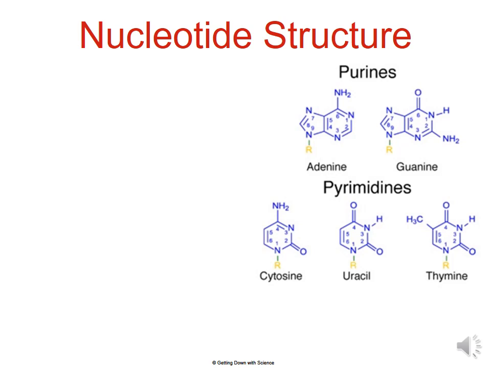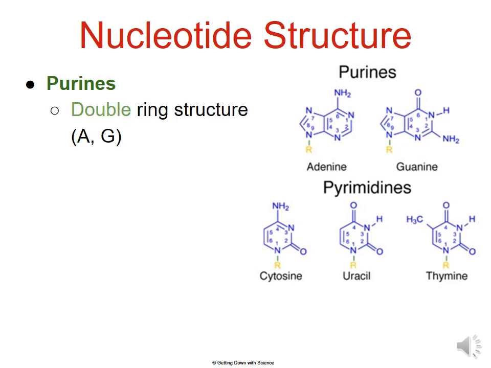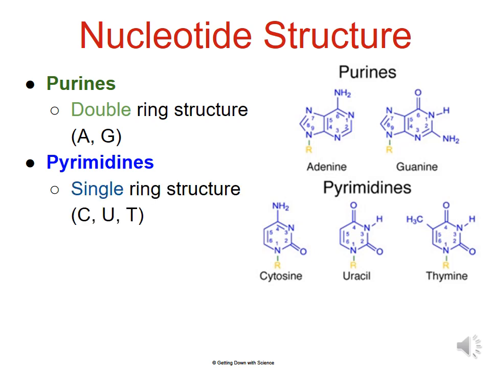Then we have the basic nucleotide structure. And so when we talk about nucleotide structure, we have purines and we have pyrimidines. Purines are going to have a double ring. Adenine and guanine both have double rings. Remember, we're talking about the nitrogenous base part of this. Okay, so they have two rings. Pyrimidines, you'll notice, are all single rings, so they're all going to be one ring: cytosine, uracil, and thymine.